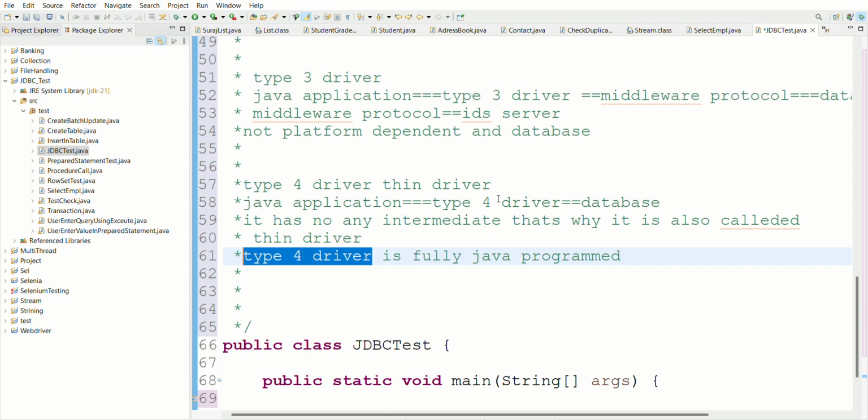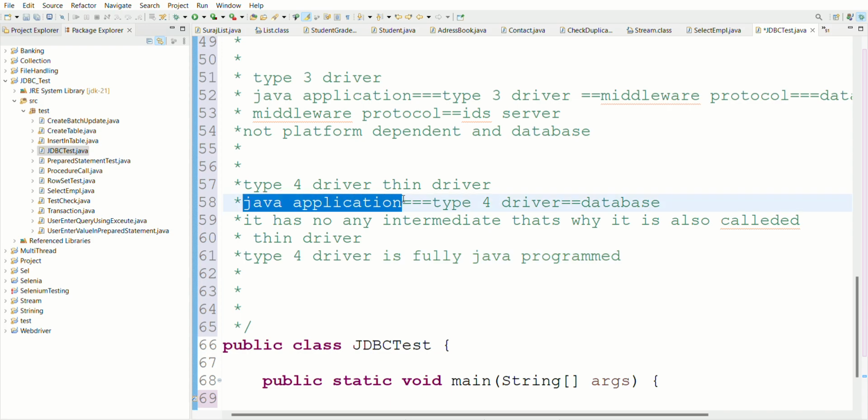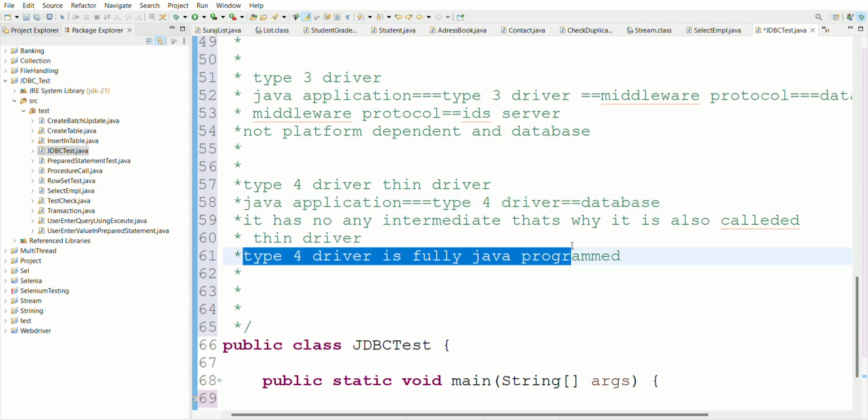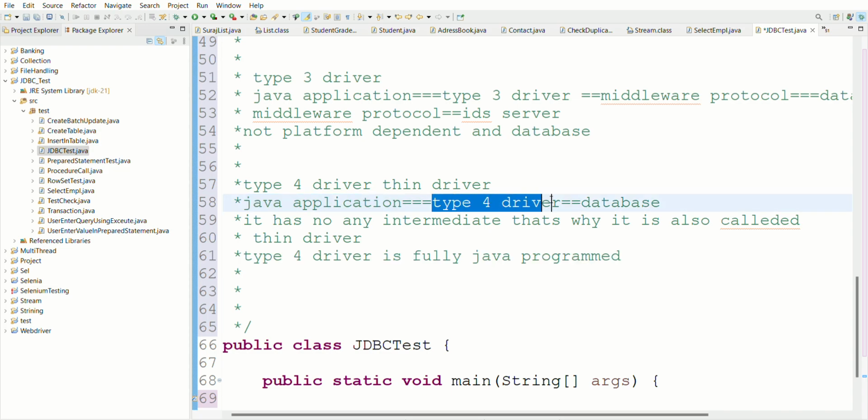Got it? That's why the Java application is using Java, which is platform independent. For the type 4 driver, all classes and interfaces use Java. So Java is platform independent, type 4 is implemented in Java, so it is also platform independent, and this is the database. Because Java is platform independent, the type 4 implemented class is also platform independent. That's why we say the type 4 driver is platform independent. Got it? And database dependent. Sorry, here there is a dependency on the database.